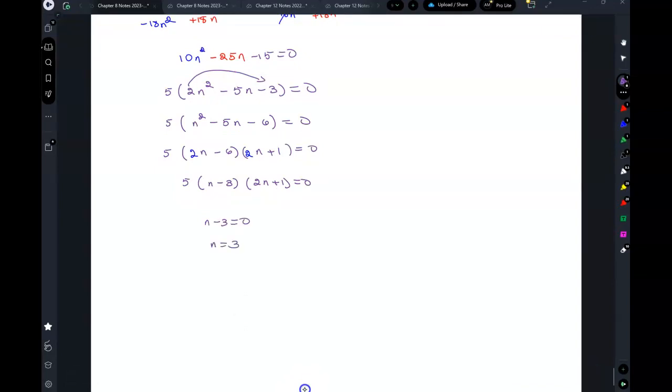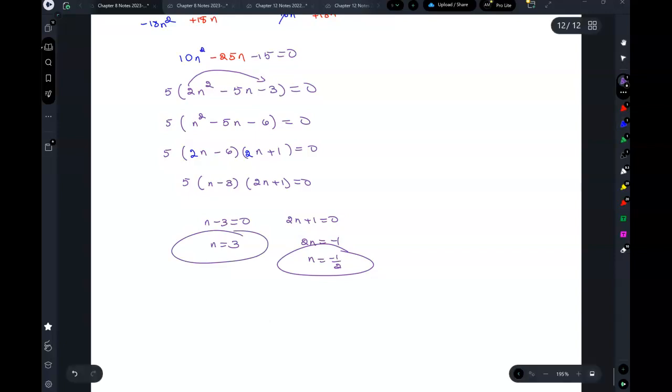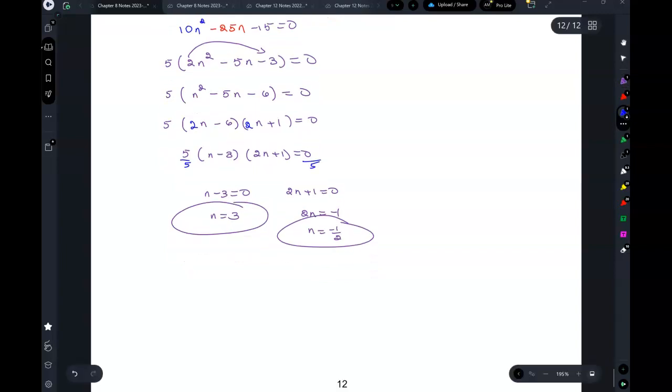3. 3 and negative 1/2. The 5 divides out, so it goes away. You can divide both sides by 5, so it goes away. All right? And those are the 2 answers there.